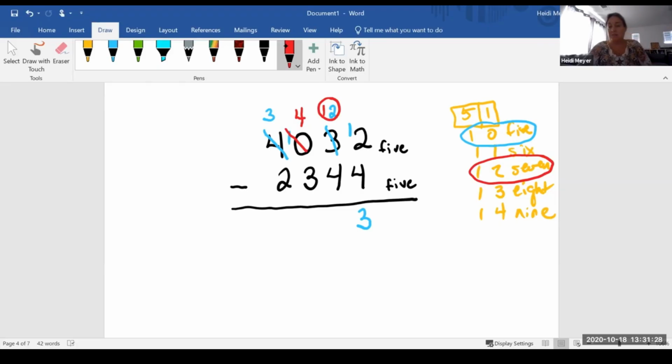Well, that's a 7. 7 minus 4 is 3. Then moving along, 4 minus 3 is 1, and 3 minus 2 is 1. As long as you don't have to do any borrowing, things should roll along quite easily. Our answer is 1, 1, 3, 3 in base 5.